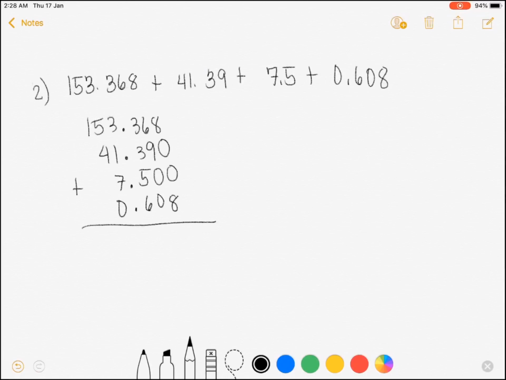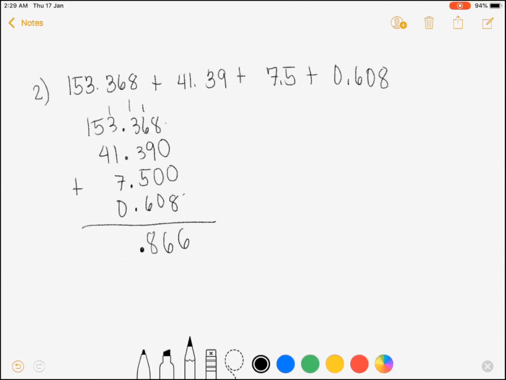Okay, i-add na natin. So, we have 8 plus 8 is 16. Carry 1. We have 1 plus 6 is 7, plus 9 is 16. Carry 1. 1 plus 3 is 4, plus 3 is 7, plus 5 is 12, plus 6 is 18. So, we have 8, carry 1. And then, copy the decimal point.